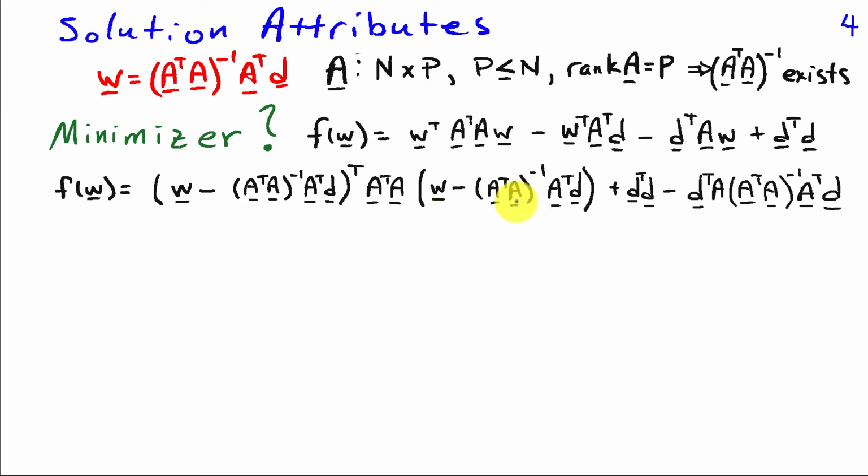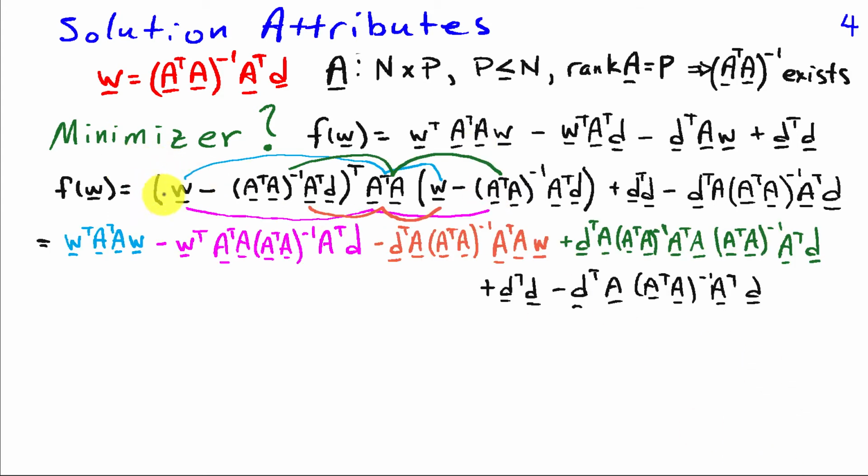Now let's verify that this second expression is indeed equivalent to this first expression. To do that, we have to multiply out all the terms in this perfect square and then show that we end up back where we started. Blue is going to be W transpose A transpose A times W, and that indeed gives us this first term.